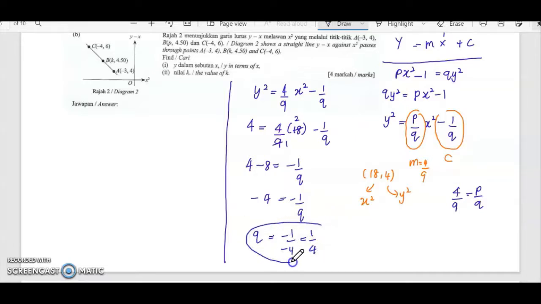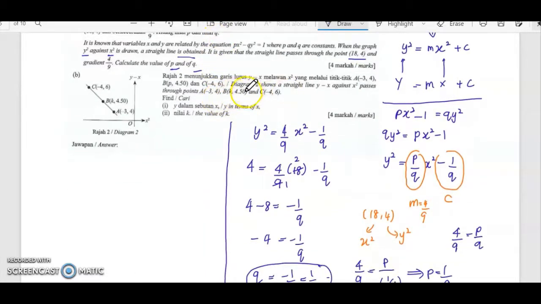So kita dah dapat value q. Just masukkan saja ke dalam value gradient. So we will get the value for P. Okay, so now the value for P is equal to 1 over 9. Okay, so we get a value for Q and also the value for P. So we proceed with question B.